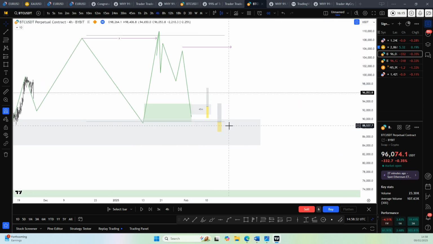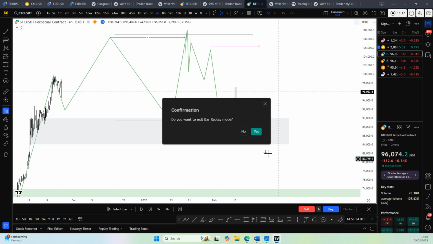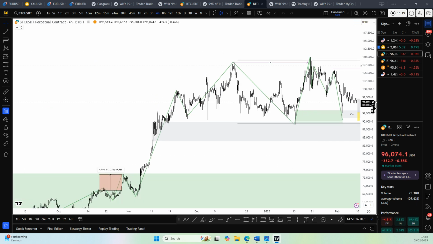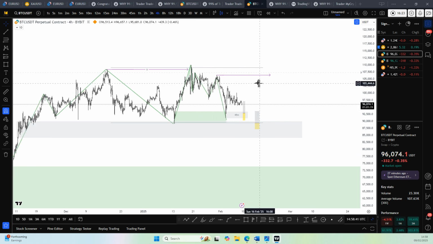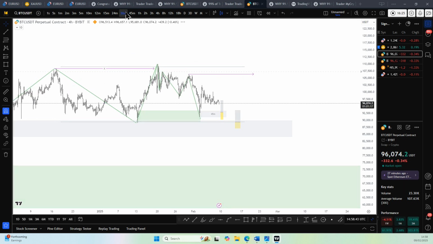So long number one, long number two. The question is, do we have any more longs from this region? I think I'm all right with those two trades. I think if those happen, I'll be pretty happy with those.